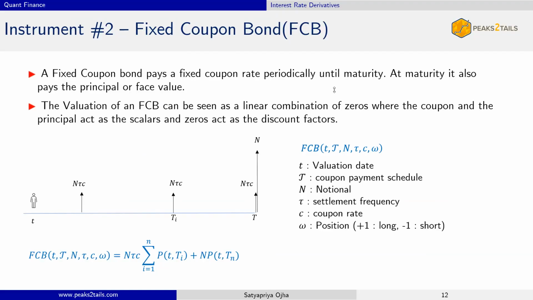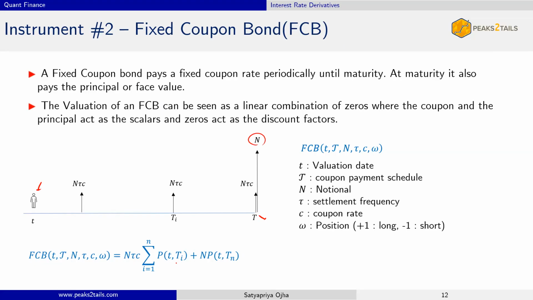So we'll cover this one and then we'll probably take a break. Let's see. So next instrument is simple, fixed coupon bond. So if you look at fixed coupon bond, there is a notional N, which you get at the end of the maturity, capital T.